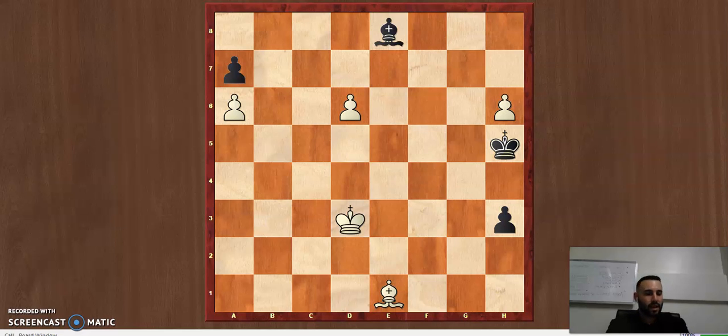Now, a lot of times, the first move is not the last move. After the first move, there is a second move and a third move, and you need to calculate many moves ahead in advance. And the way to do it is by a technique called reverse engineering.